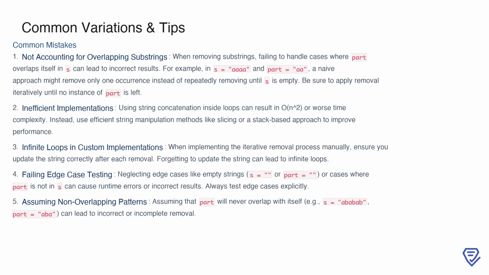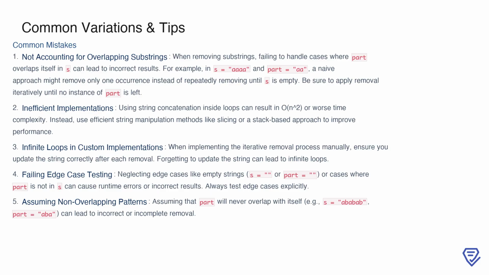Another mistake is writing inefficient code, such as using string concatenation inside a loop, which can lead to quadratic or worse time complexity. Instead, opt for more efficient techniques like slicing or leveraging a stack. Additionally, when implementing the iterative removal manually, forgetting to update the string after each step can result in infinite loops, so careful attention is required here.